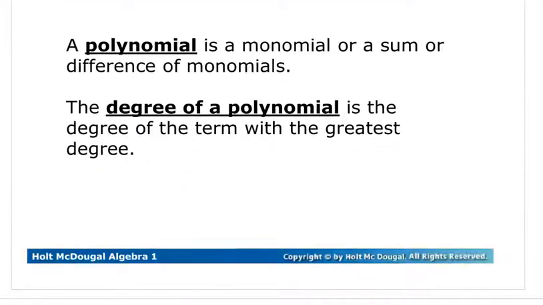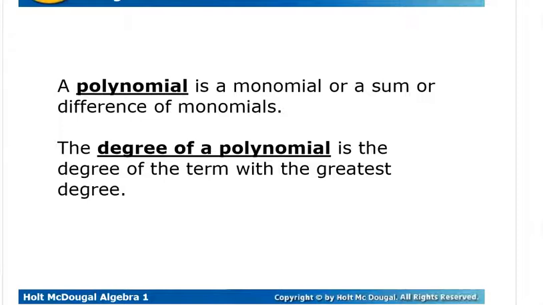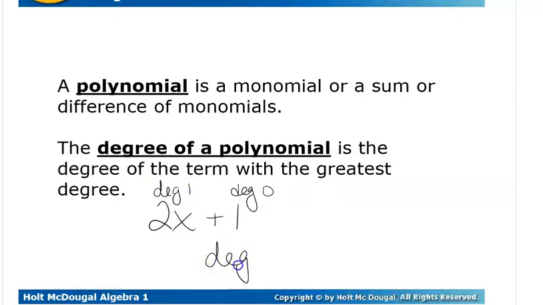So now a polynomial is a monomial or a sum or difference of monomials. Before we just had like 2x. Now we're going to do plus 1. See, there's two things going on. So this is a polynomial because it has more than one term. The degree of the polynomial is the degree of the term with the greatest degree. So this 1 has a degree of 0, and this part has a degree of 1. So the degree of this whole polynomial would be, well, which one's bigger? 1.